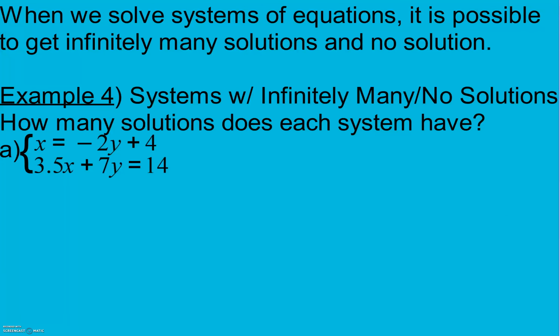Just like we learned in section 6.1, when we solve systems of equations, sometimes it's possible to get infinitely many solutions or no solution. And that can happen algebraically as well. How many solutions does each system have? In A, if we look, x is already solved for. We know that x equals negative 2y plus 4. So we can substitute that in for x.